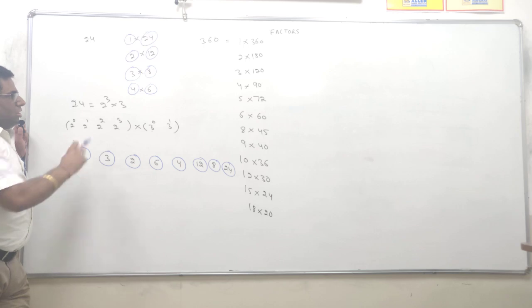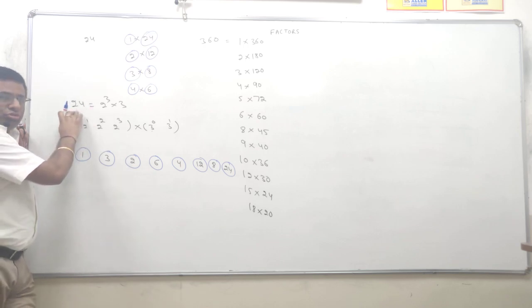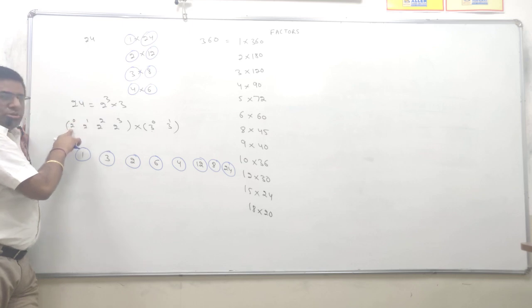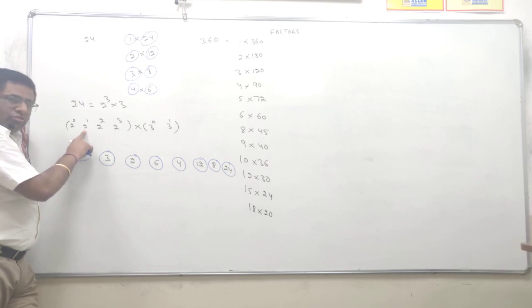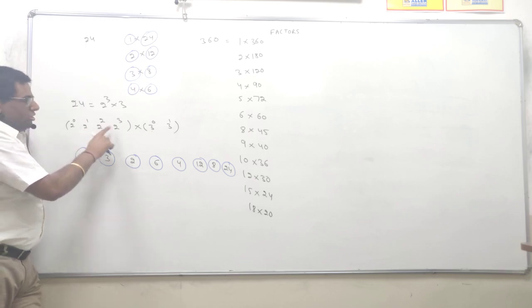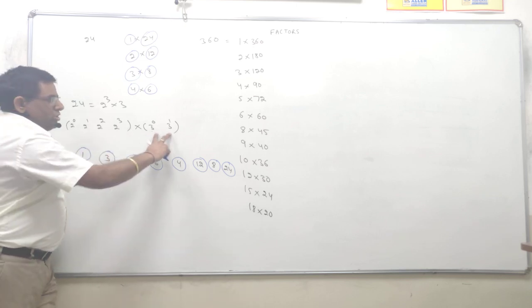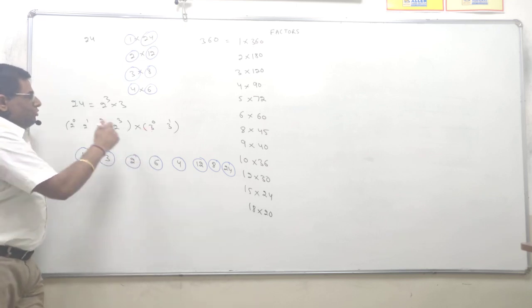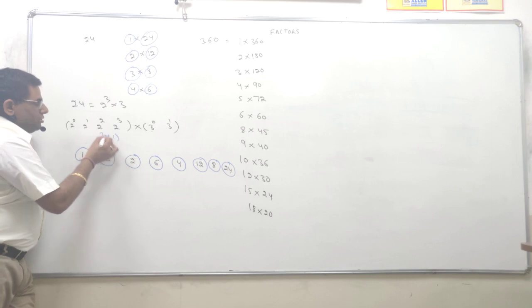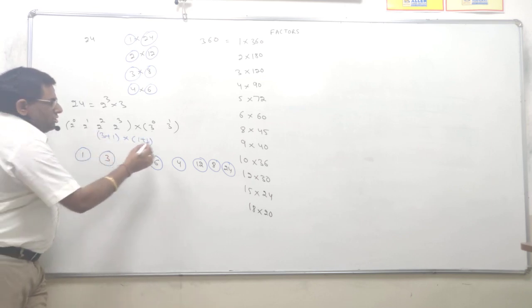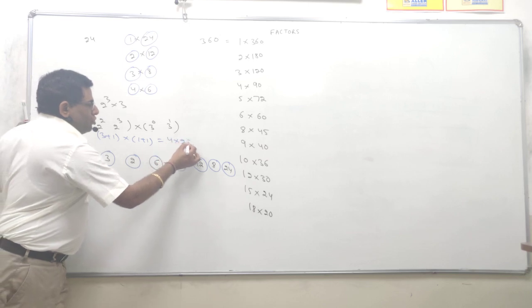So the way is, if you want to calculate the number of factors of 24, since the maximum power of 2 is 3 here, either you can choose 2 raised to the 0, meaning you choose no factor of 2, 2 raised to the 1, only one factor of 2, only 2 times 2, and only 3 times 2. So out of these 4, you can choose any one factor, and out of these 2, you can choose any one factor. So the total number of factors here is (3 plus 1) into (1 plus 1). That is 4 into 2. So the total number of factors is 8.